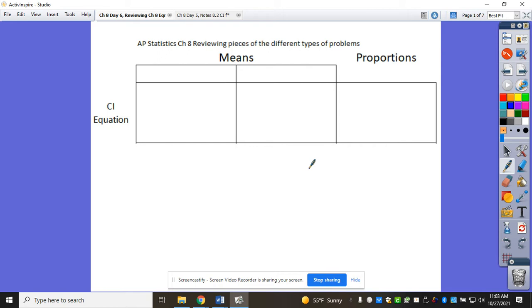If sigma's known. So sigma known and sigma is unknown. Sometimes I say known and unknown, and sometimes I say given, not given, but that's obviously the same thing.